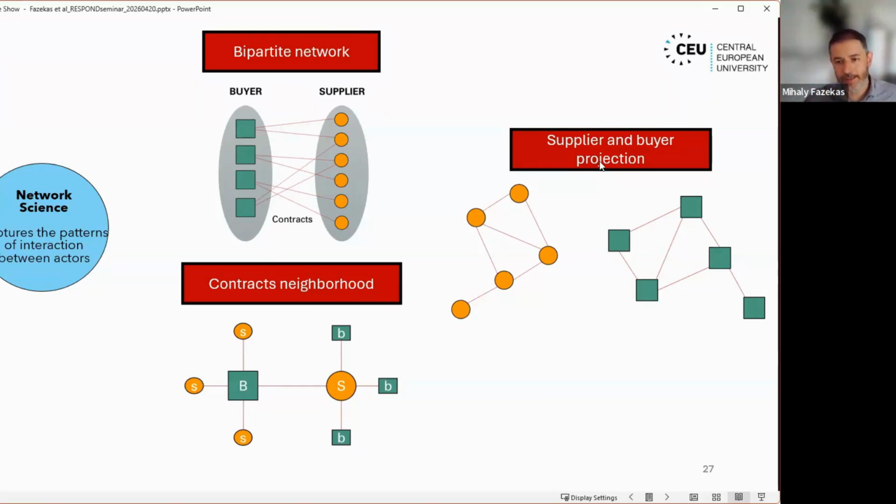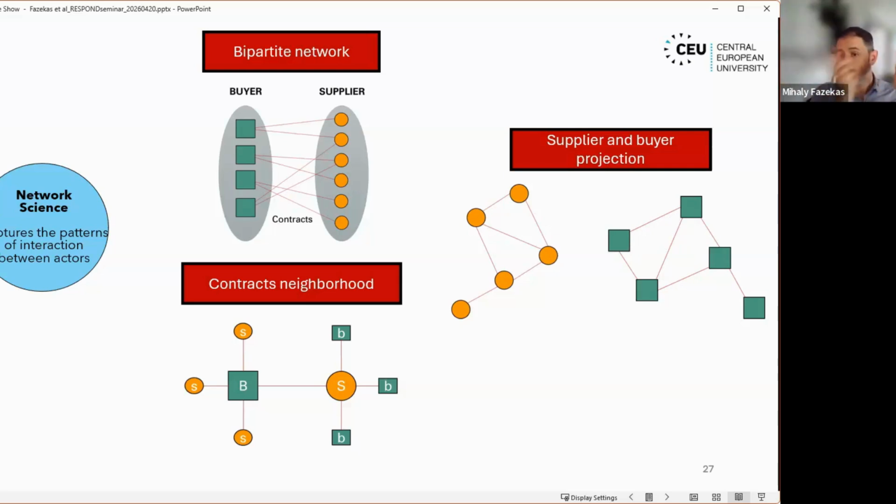And finally, on the right-hand side, we have what we call a projection. A projection is when we move from the bipartite structure and we go to the unipartite structure. So we only have a network of suppliers or a network of buyers. How do we project a bipartite network? We project it by taking the other type of actors as the means of connecting actors. Okay, so two buyers are connected in the buyer projection if they share a supplier. So two buyers are linked not by a contract in this case, but a shared supplier. Okay, they awarded a contract to the very same supplier.